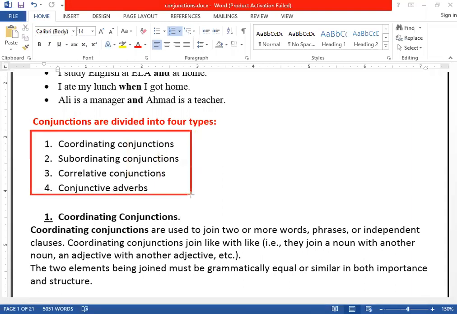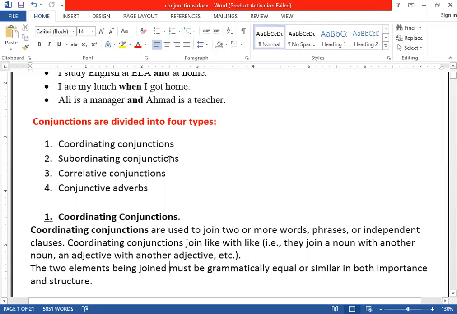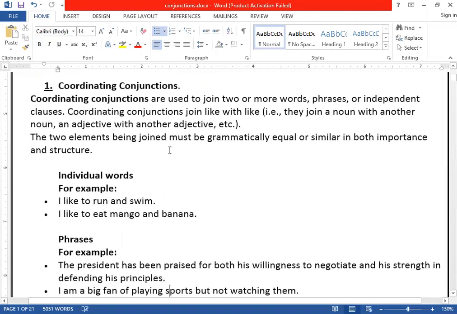We will study the types of conjunctions one by one. First of all, we will come to number 1, coordinating conjunctions. Let's talk about the first one, we call it coordinating conjunction. From the name it's clear, coordinating conjunctions. Clear? We are going to talk about coordinating conjunctions.